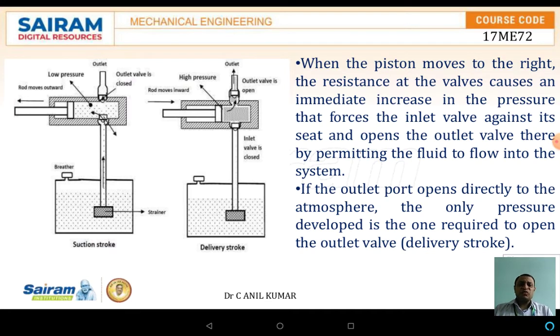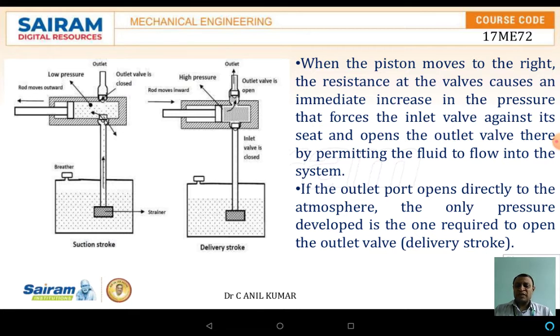When the piston moves to the right, the resistance to flow causes an immediate increase in pressure that forces the inlet valve against its seat and opens the outlet valve, thereby permitting the fluid flow into the system. If the outlet port is open directly to the atmosphere, the only pressure developed is the one required to open the outlet valve, which is the delivery stroke.